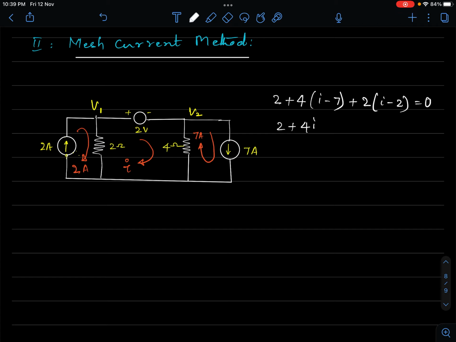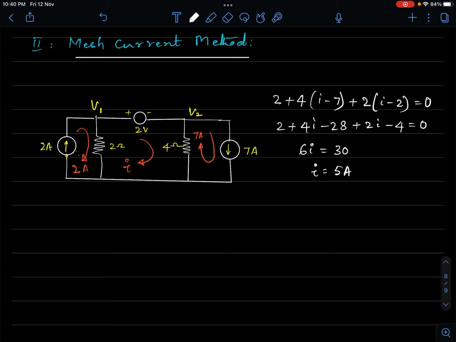This is 2 plus 4I, minus 28 plus 2I minus 4 equal to 0. This is 6I equal to 30. So this comes out to be I equal to 5 ampere.